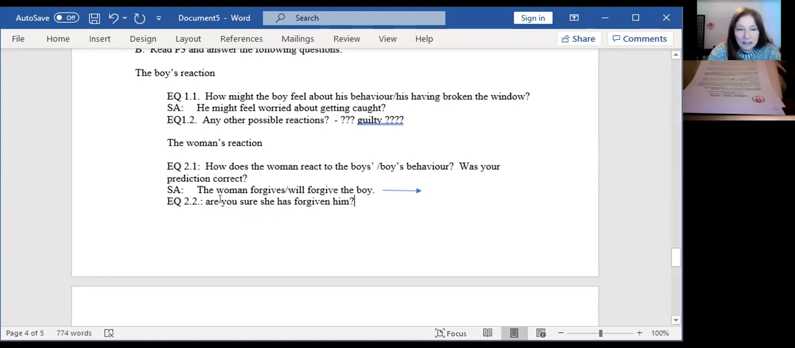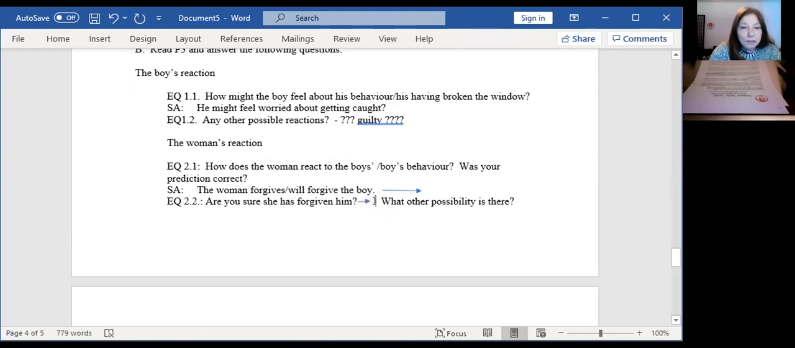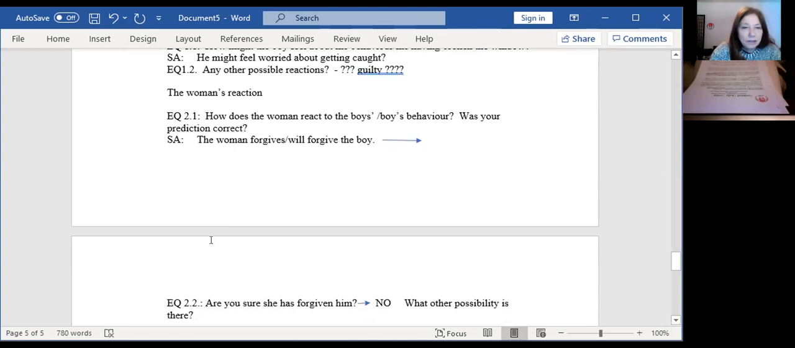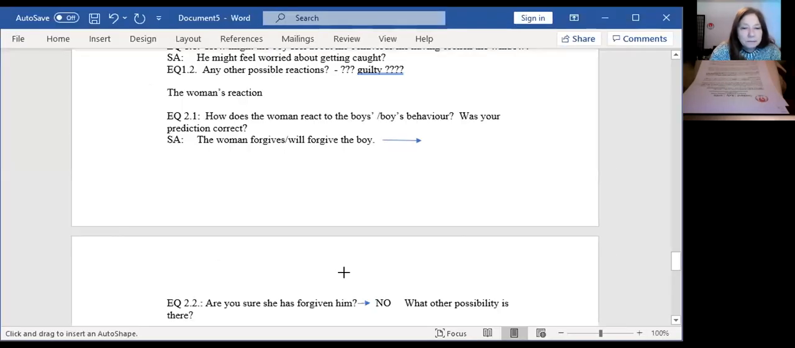So what other possibility is there? You could ask, are we sure? What other possibility is there? So the answer would be no. Yeah. Basically, the answer is no, we're not sure. So then that leads to the next question. What other possibility is there? So what's the other possibility? That she hasn't forgiven him, she just what? What's the other possibility?